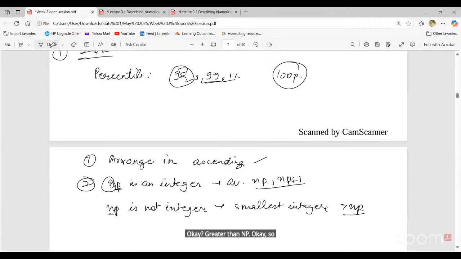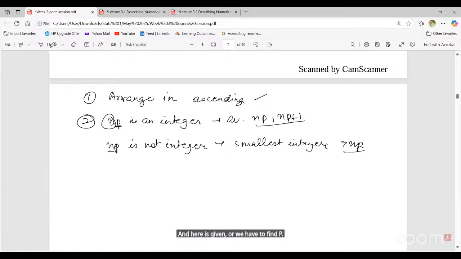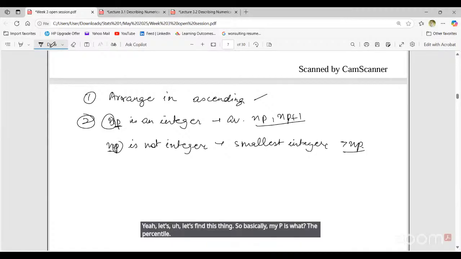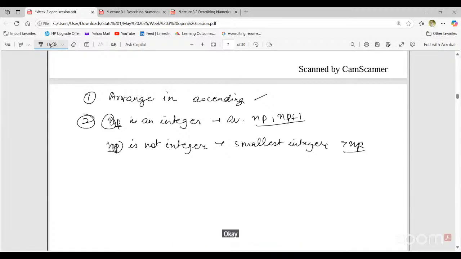Ma'am, in the example, is P given or do we have to find P? Yeah, let's find this. So basically my P is the percentile. I have data like this: 35, 38, 47, 58, 61, 66, 68. Okay, this is my data.